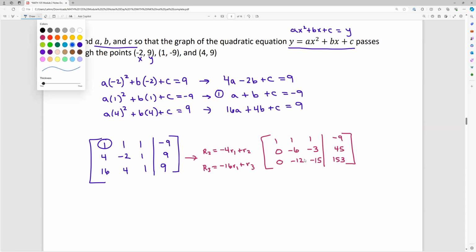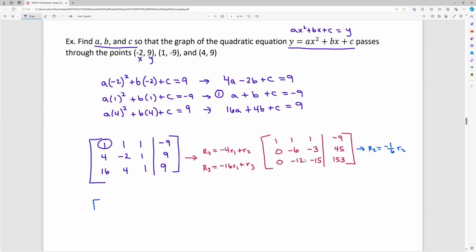Then we're going to look at this element right here, the middle of that next diagonal part. We need to make that a 1. So I'm going to take row 2 and multiply it by -1/6, or you can think of it as dividing by -6. This is going to create some fractions, since it doesn't all divide by 6 evenly. So we have 1, 1, 1, and -9. For this row, I get 0, and a 1 where the -6 was. -3 divided by -6 is +1/2. 45 times -1/6, or divided by -6, is going to reduce to -15/2.